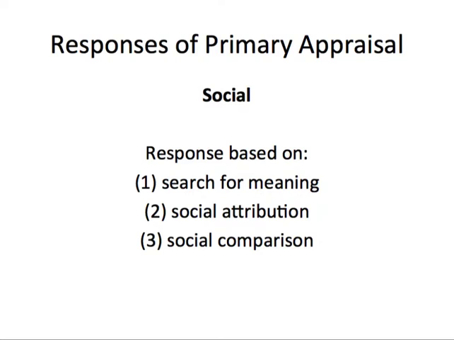In the social domain, responses are often based on the search for meaning, social attribution, and social comparison. The individual will attempt to find meaning for the stressor in order to fit the stressor into their worldview. Social attribution refers to the association of a stressor with an individual. Essentially, am I stressed out due to something that someone did? Social comparison refers to the exploration of how other individuals respond to the stressor.